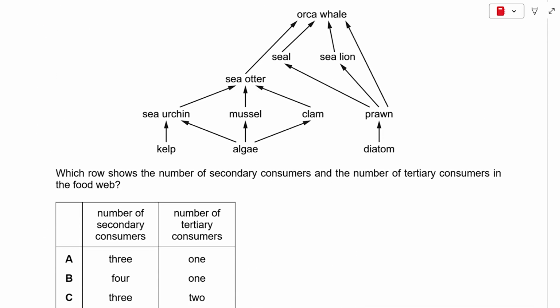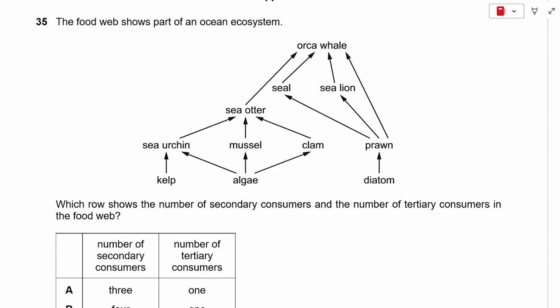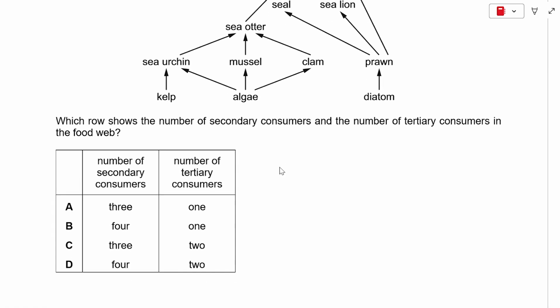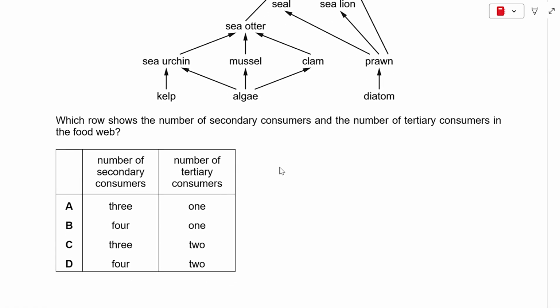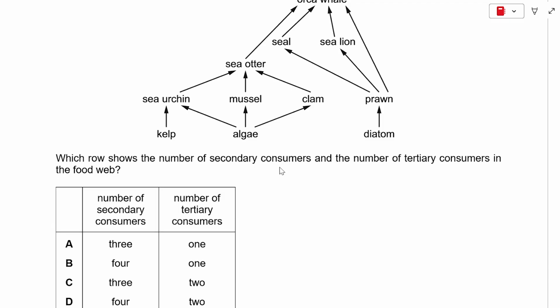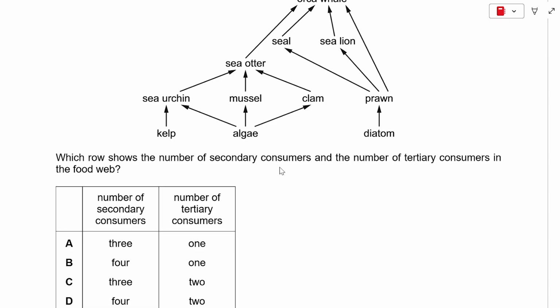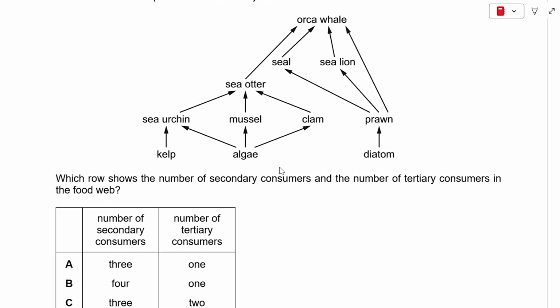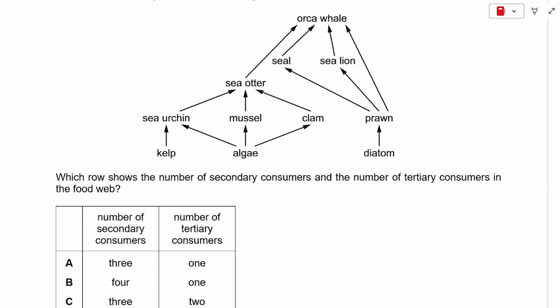Okay. Number 35 says the food web shows part of an ecosystem. Which row shows the number of secondary consumers and the number of tertiary consumers? Okay, so secondary consumers are the ones that feed on primary consumers, alright? And tertiary consumers are the ones that feed on secondary consumers. Okay, so here we have to look at the number of secondary consumers. So here we have a producer, primary consumer, secondary consumer, 1. Okay, this is a producer, primary consumer, secondary consumer.